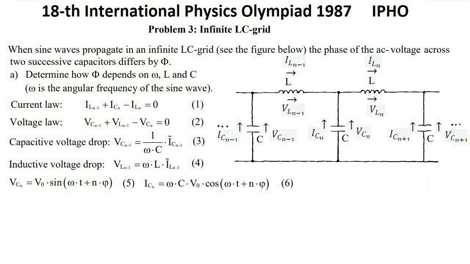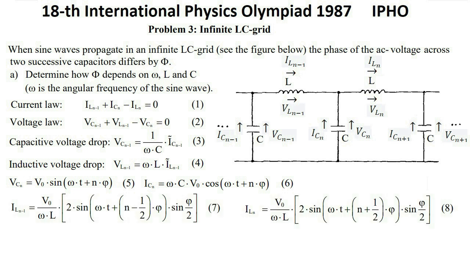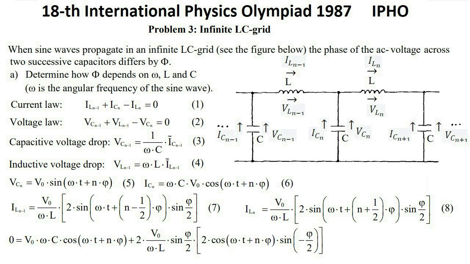From equations 3 and 5 we have expression 6. From equations 4, 2, and using 5 we have expressions 7 and 8. Equations 6, 7 and 8 satisfy the current law. This gives the dependence of phi on omega, L and C. This condition must be true for any instant of time. Therefore it is possible to divide by V0 cosine (omega t plus n phi).